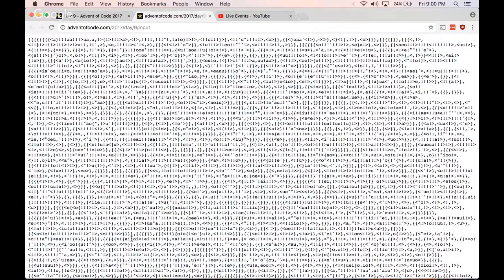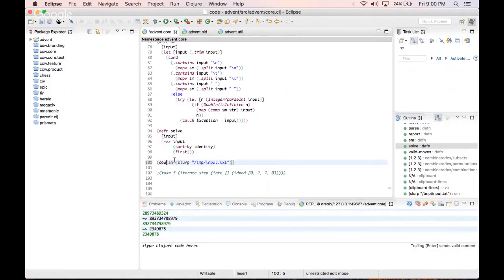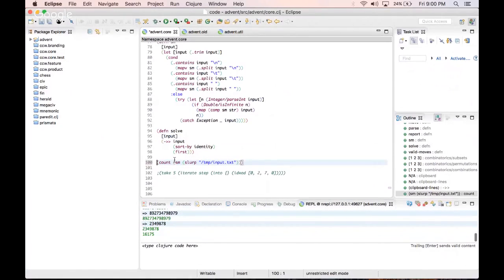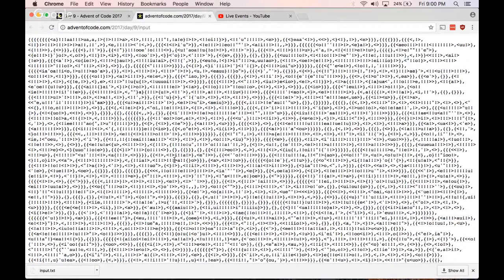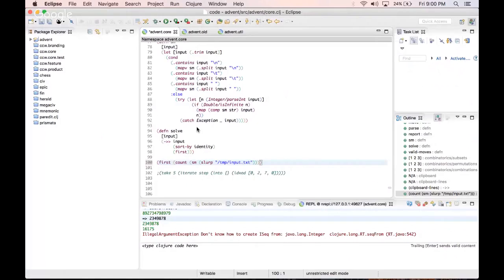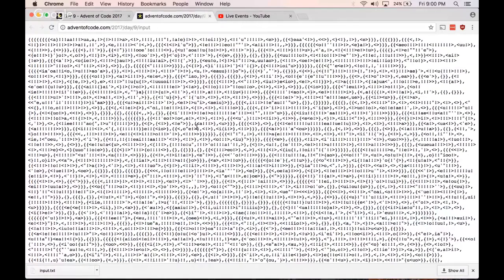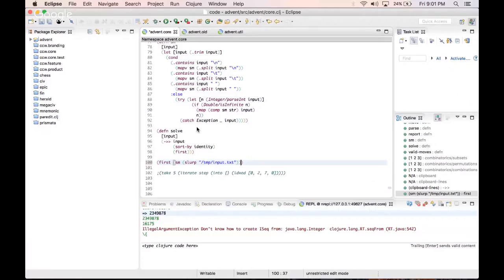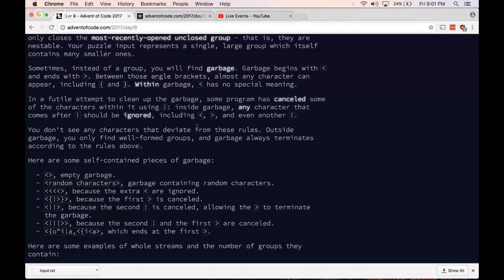All right. So we have our input here. Let's just ask real quickly what the count is. Let's see what the first of these things is. So it does seem like there are no new lines in this input.